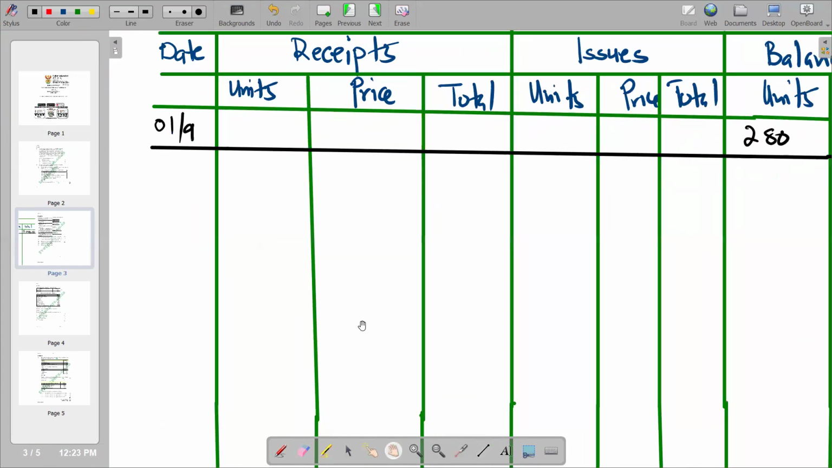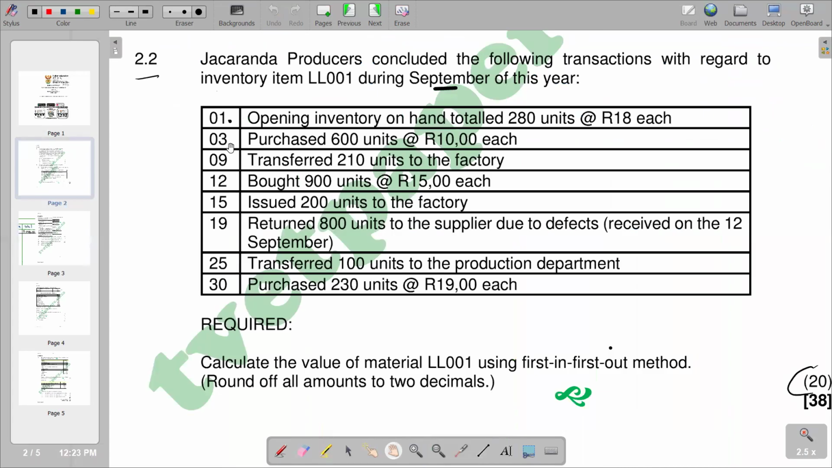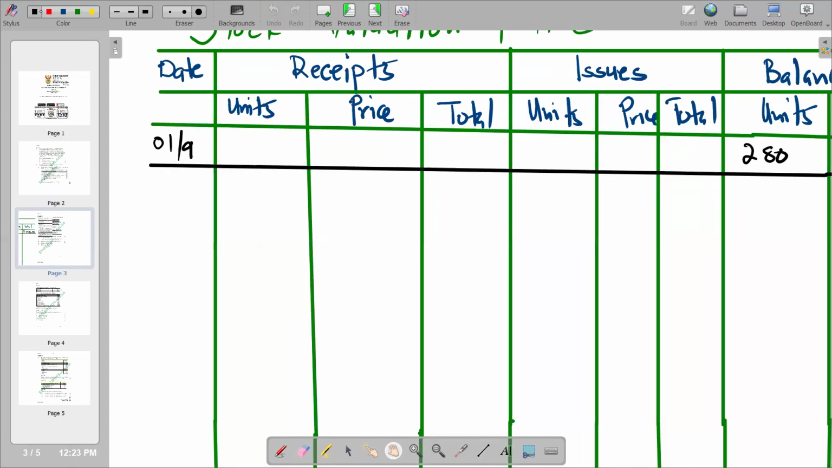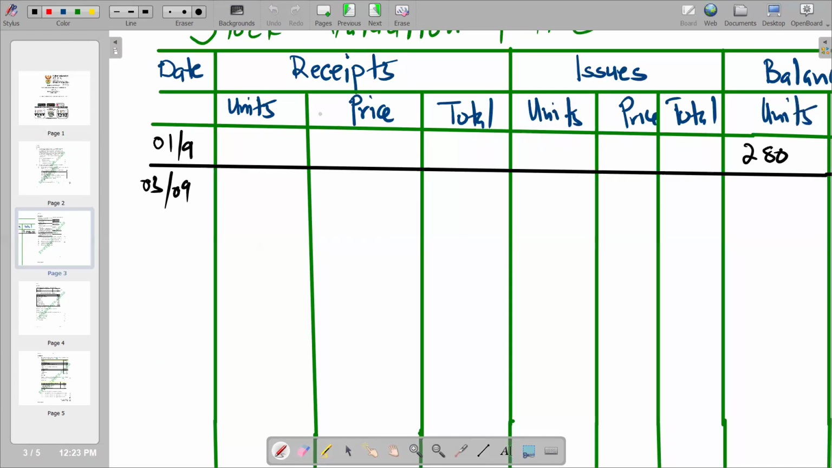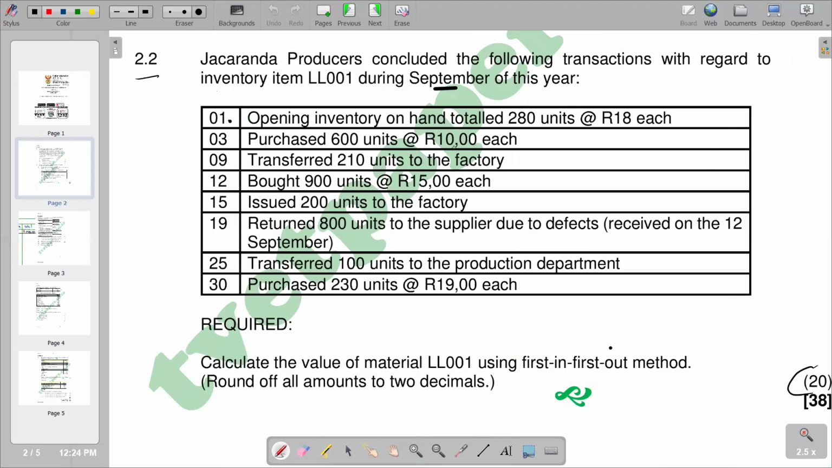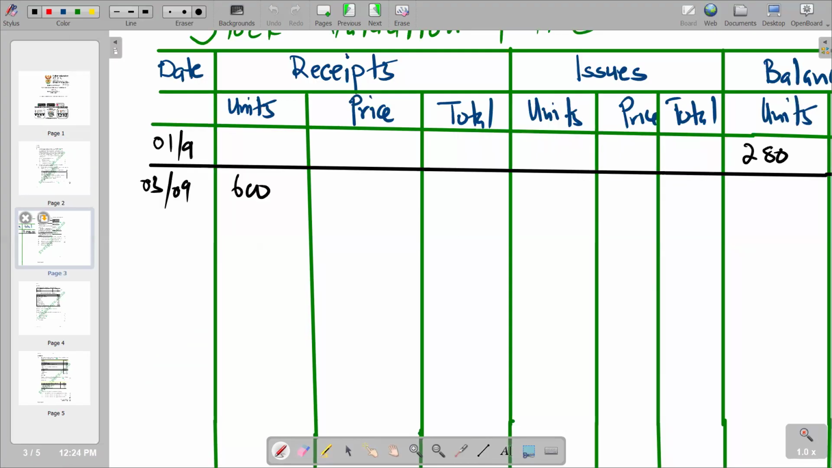So moving on to the next day that we have, 0309, whereby we've purchased 600 units. So we can just indicate here we've got 0309, and then purchased 600 units. So when we are purchasing, that's when we are receiving. So we've got 600 units, each unit is 10 rand. So we indicate our 10 on price, then the total becomes 600 times 10, and then you get your 6,000. So this is only what transpired on the day of 3.